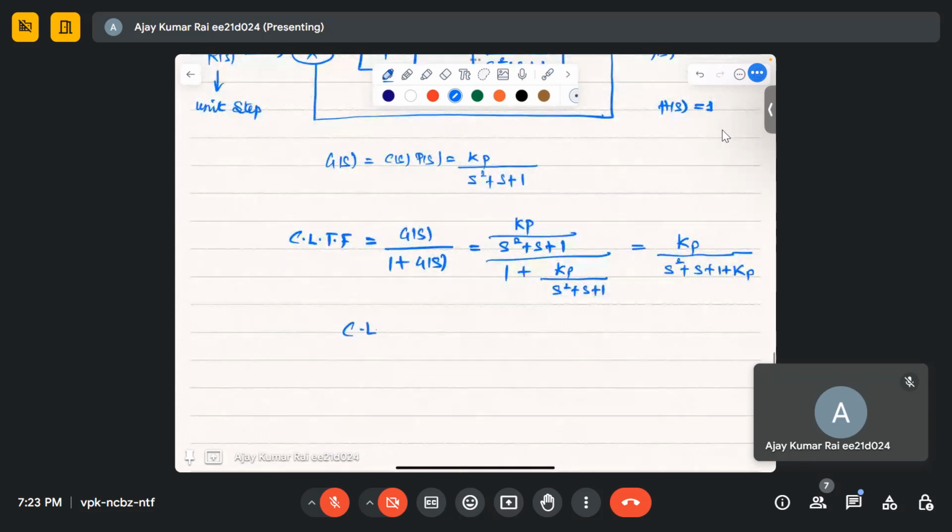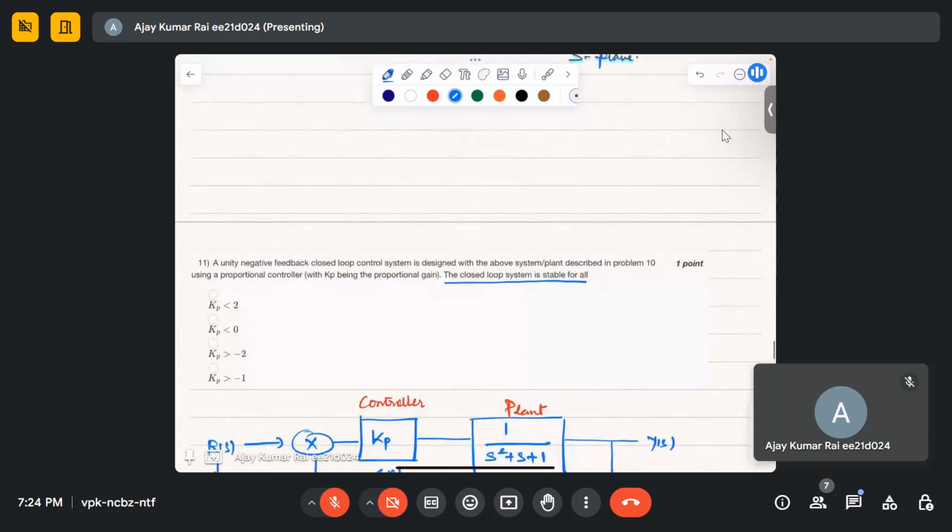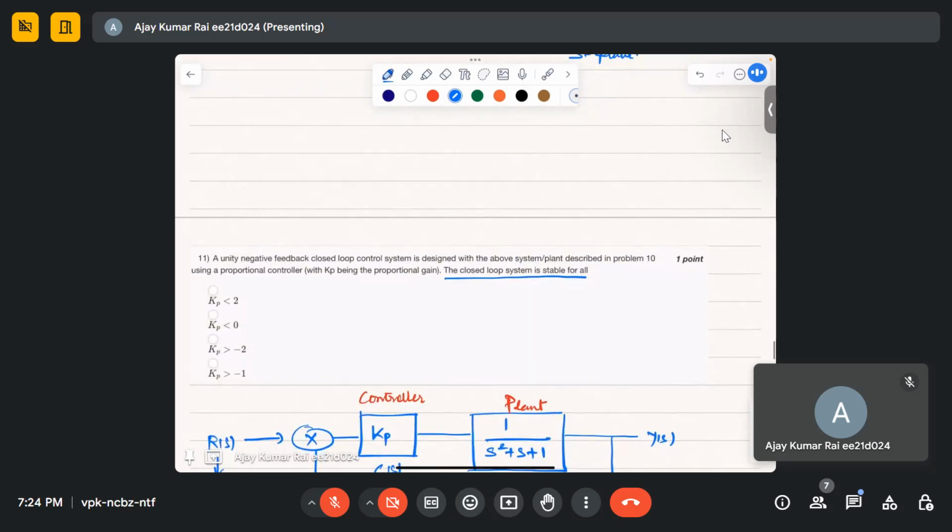Okay, the closed loop transfer function, which is Y(s) by R(s), is equal to Kp by s square plus s plus 1 plus Kp. 1 plus Kp is the constant term. Okay, like this. So you have to find out when the closed loop system is stable.